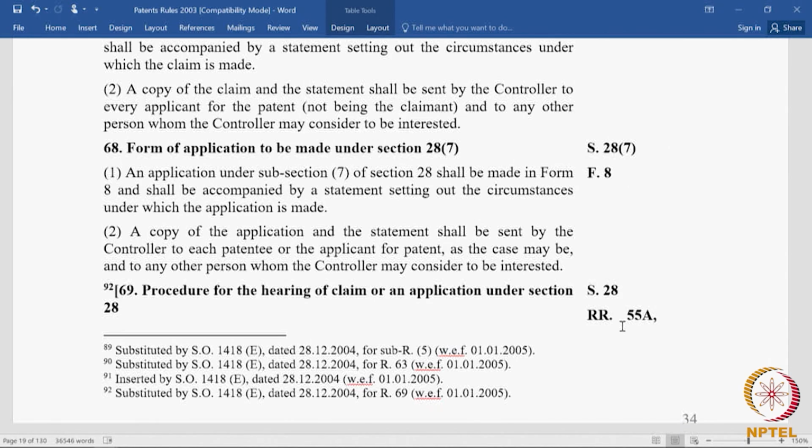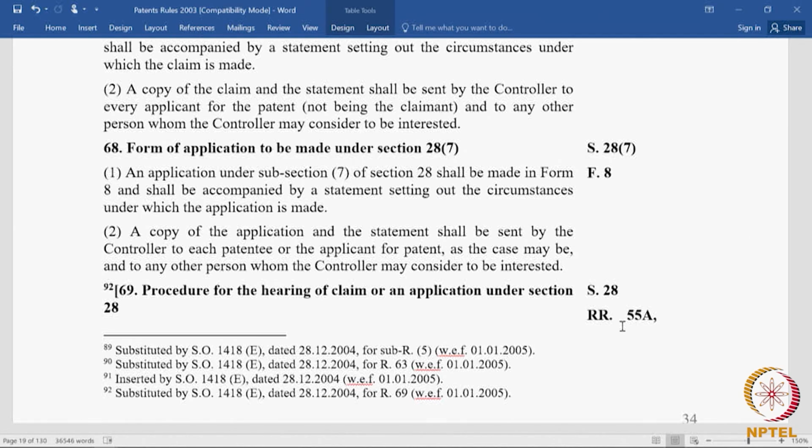68(2) tells us that a copy of the application and the statement shall be sent by the controller to each patentee or applicant for patent, as the case may be, and to any other person whom the controller may consider to be interested. From the language of 68(2), you can understand that it is a small detail in 68. It tells us that a copy shall be sent to each patentee or the applicant for patent, as the case may be, which means 28(7) can be instituted even after the grant of a patent, because otherwise the status of a patentee will not be mentioned here.